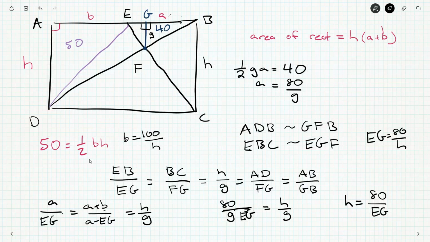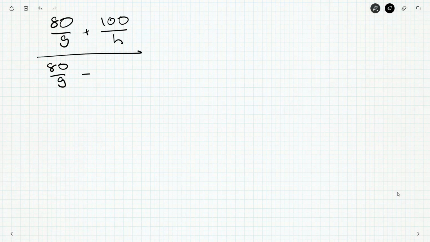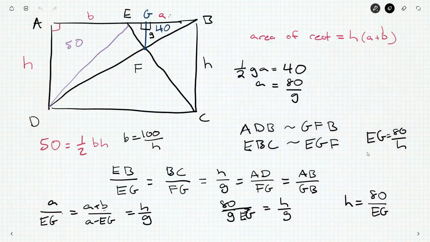So 100 over h plus 80 over g, and then we've got a minus 80 over h. Maybe I can get everything in terms of h and g. So 80 over g plus 100 over h. I feel like I'm definitely doing this wrong. 80 over g minus 80 over h is the same as h over g. Right? Right. Okay.